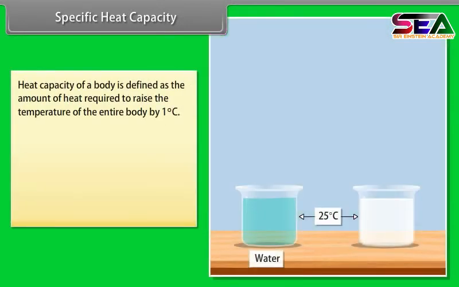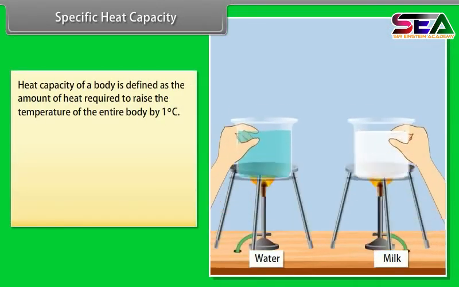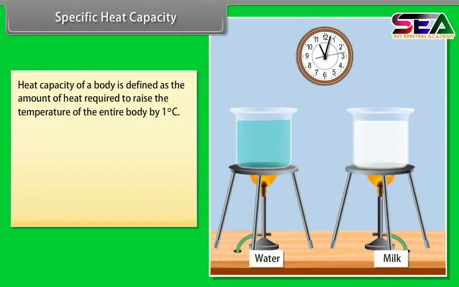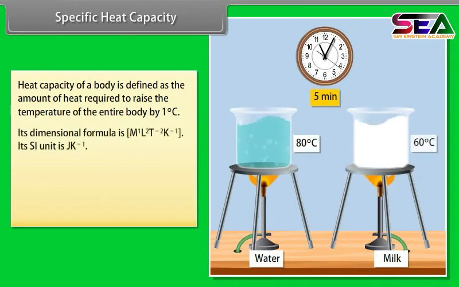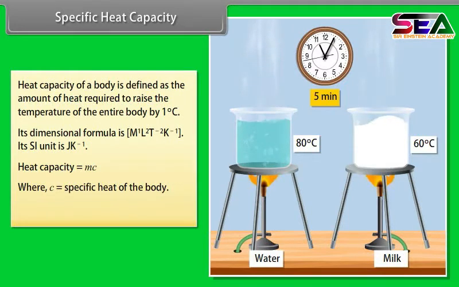Heat capacity of a body is defined as the amount of heat required to raise the temperature of the entire body by 1 degree Celsius. Its dimensional formula is M L^2 T^-2 K^-1. Its SI unit is joule per Kelvin. Heat capacity is equal to m c, where C is the specific heat of the body and m is the mass of the body.